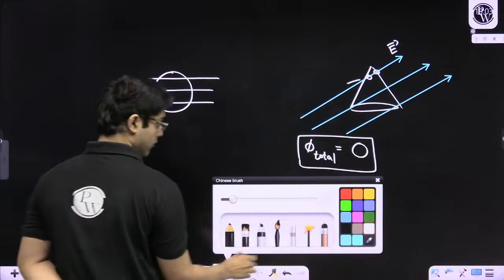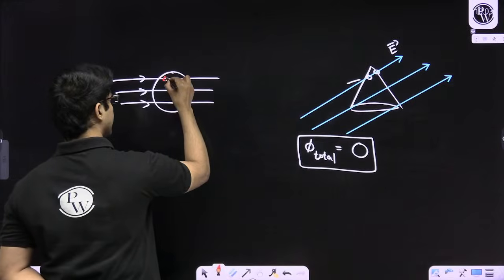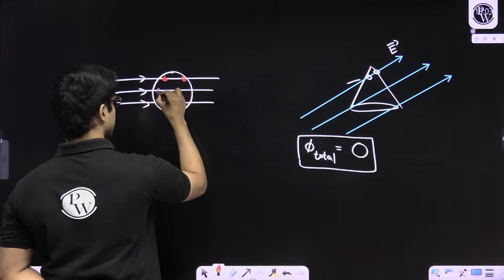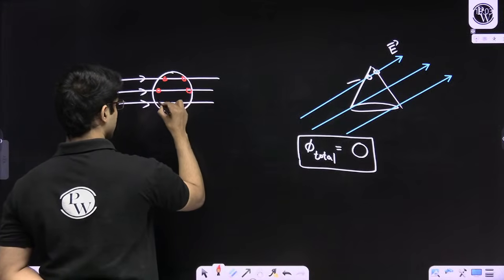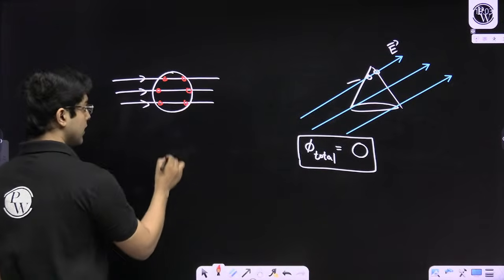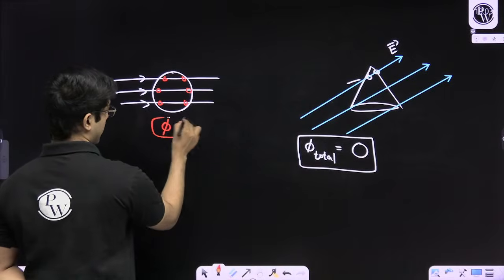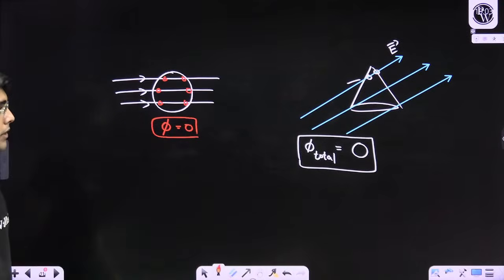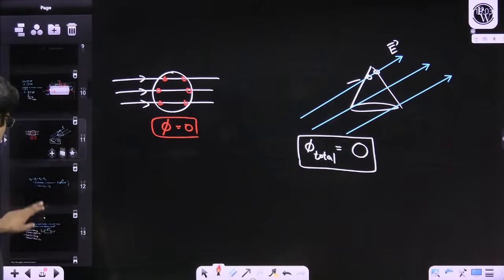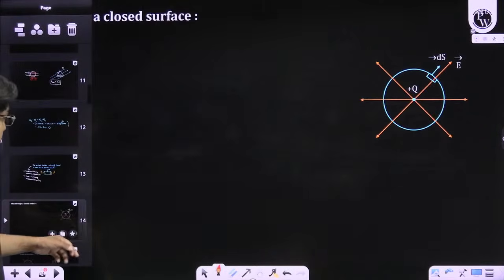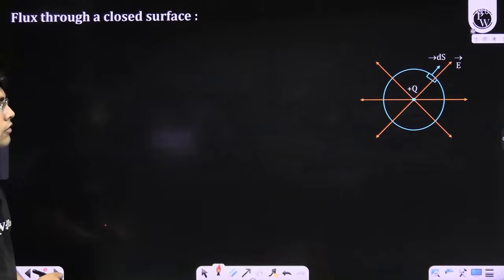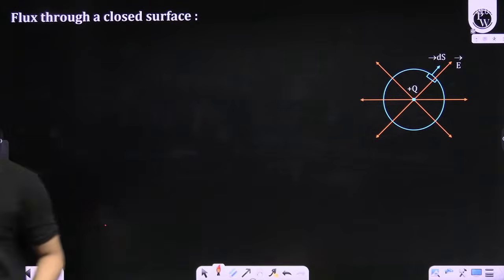Here also, any field line that enters also leaves, right? Any field line that enters also leaves. So in this case the net flux will be 0. This is something to keep in mind. And now we can move towards Gauss's law.